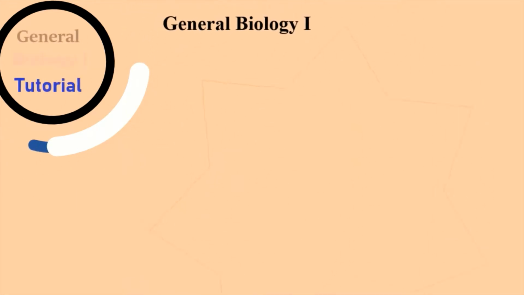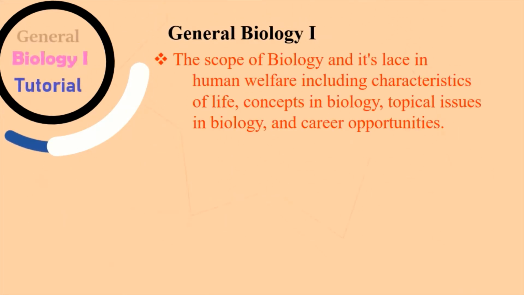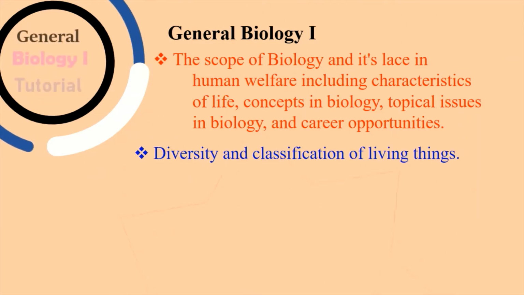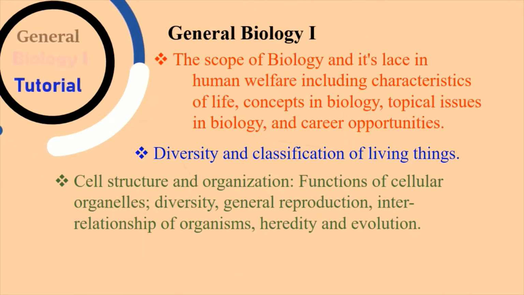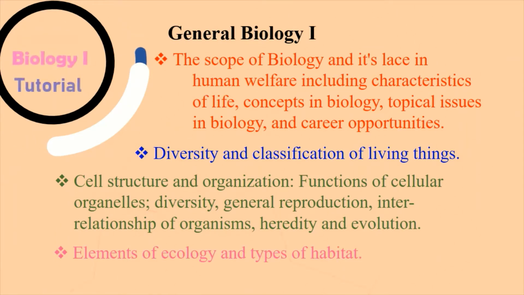The topic we shall consider in this video is General Biology 1. Topics are: 1. The scope of biology and its place in human welfare, including characteristics of life, concepts in biology, topical issues in biology, and career opportunities. 2. Diversity and classification of living things. 3. Cell structure and organization, functions of cellular organelles, diversity, general reproduction, interrelationship of organisms, heredity, and evolution. 4. Elements of ecology and types of habitat.